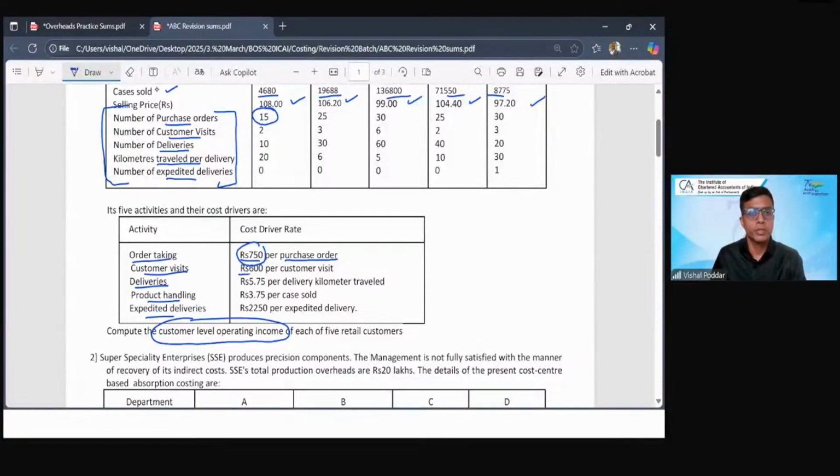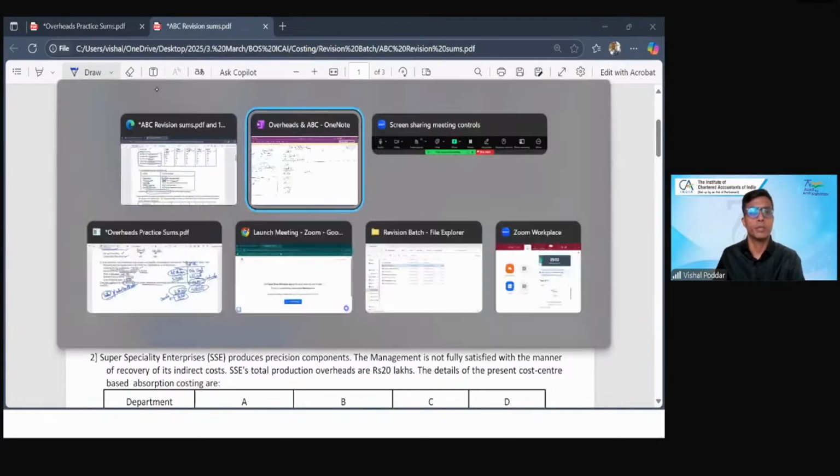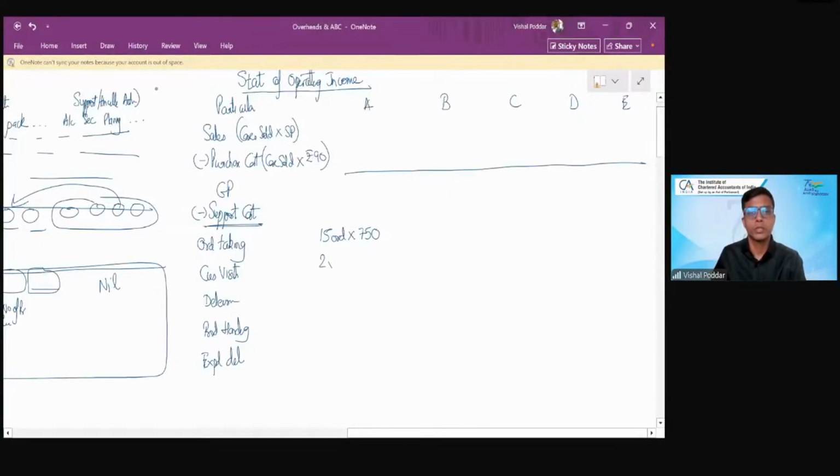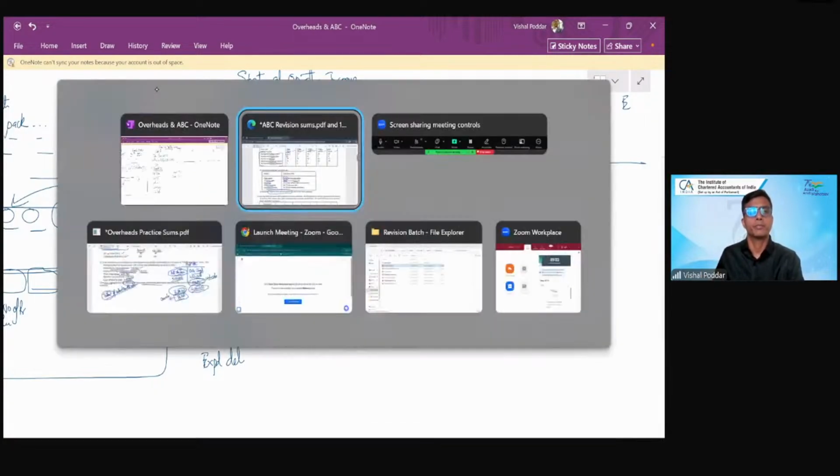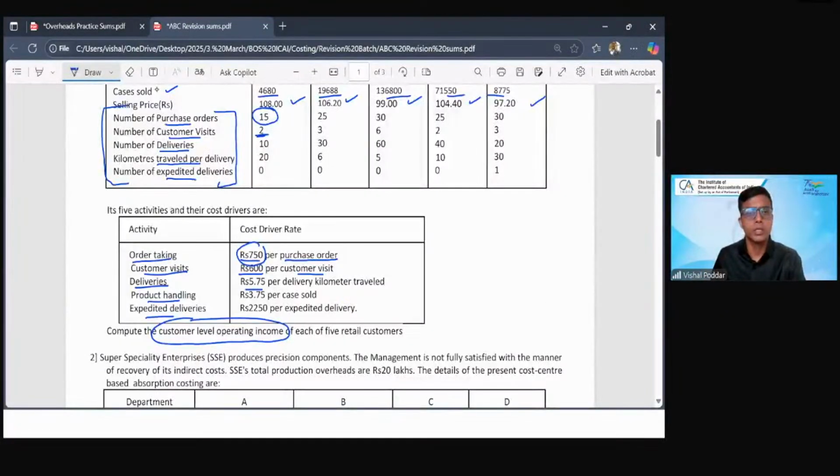Similarly, for customer visits, that is 600 per visit. How many visits have I done? 2 visits I have done. So 2 visits into 600. Then 5.75 per delivery kilometer travel. Now this is important. Now what is given? Number of deliveries are given and kilometers per delivery is given. So I have to multiply this because I have gone to this customer group 10 times and every time I have to travel 20 kilometers.